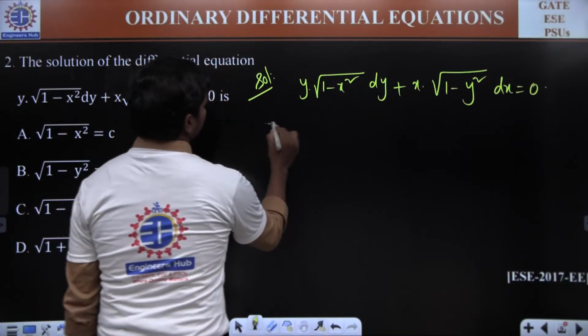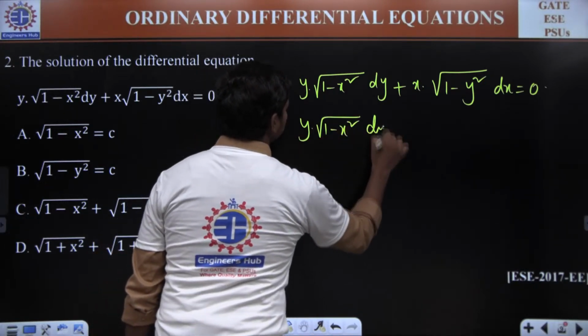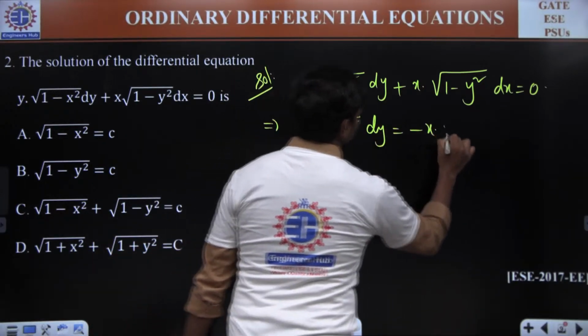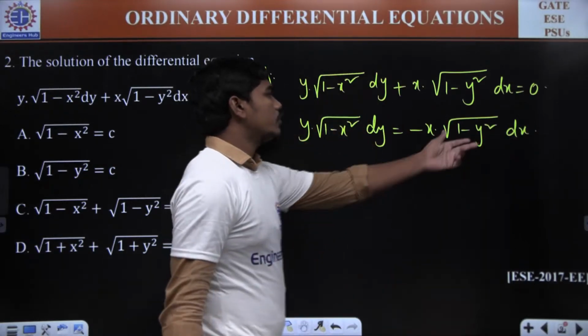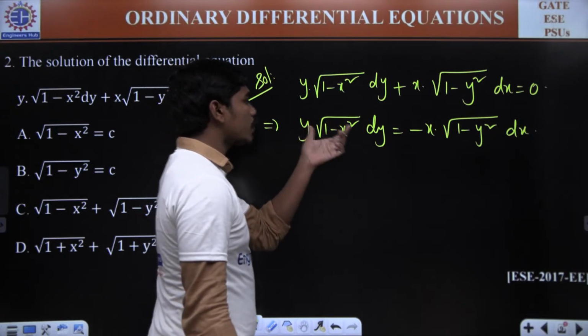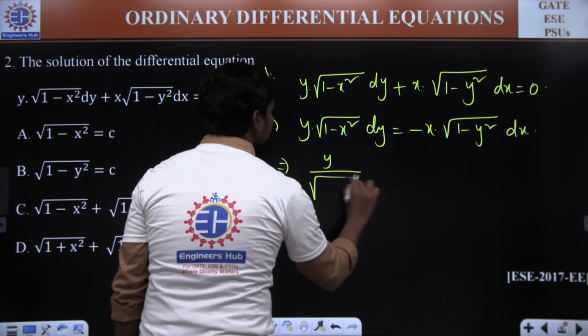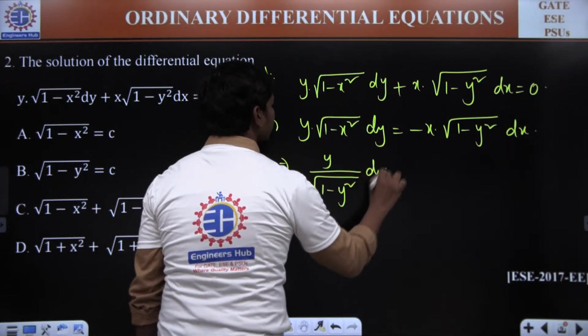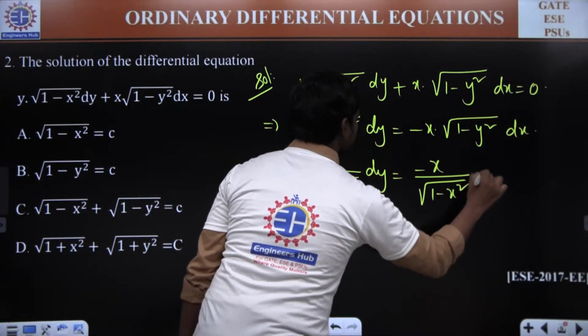So see here. Now, y into root of 1 minus x square dy can be written as minus x into square root of 1 minus y square dx. Correct? Now, if you shift this root of 1 minus y square to the left and this root of 1 minus x square to the right, we will have y by square root of 1 minus y square dy is equal to minus x by square root of 1 minus x square dx. This is what you have.